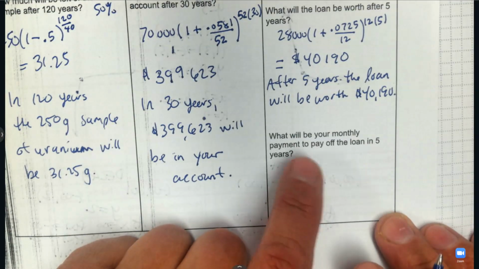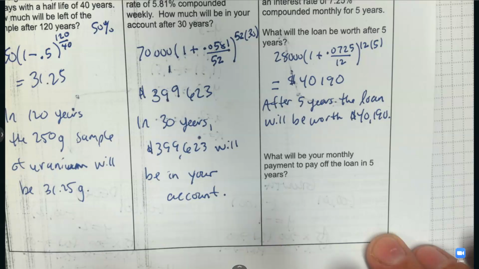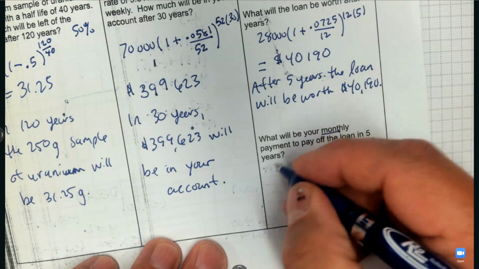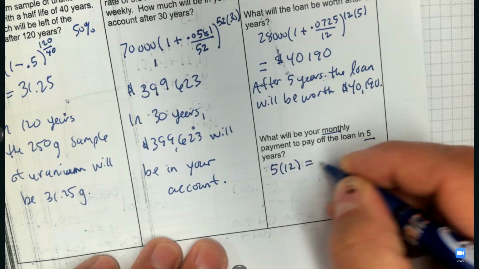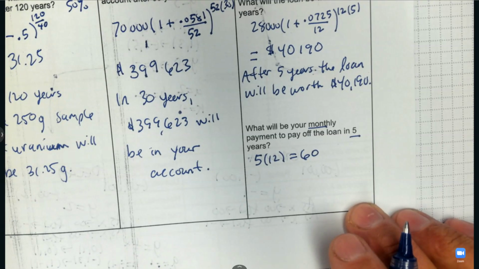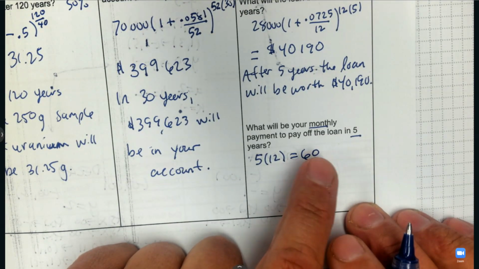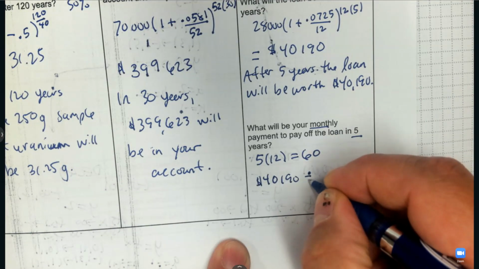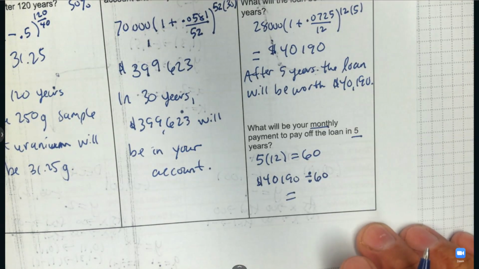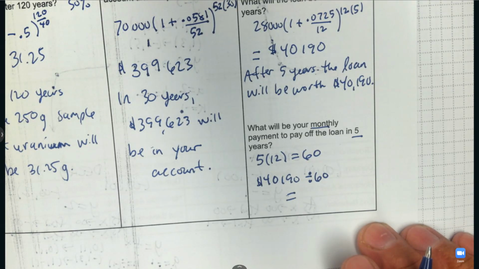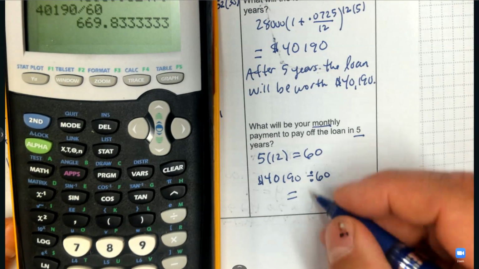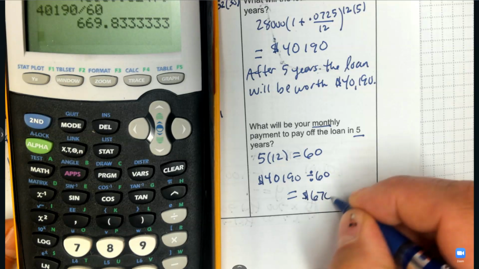All right, so then what will your monthly payments be if you do that? You have 5 years, so I need to know how many monthly payments. For 5 years, 12 months, how many payments is that? If you're paying every month for 5 years, you're paying 60 payments. So then we take the worth of the loan and divide it by 60. That tells you your monthly payment. So that's 40,190 divided by 60. Your monthly payment for that car loan would be $670 per month.